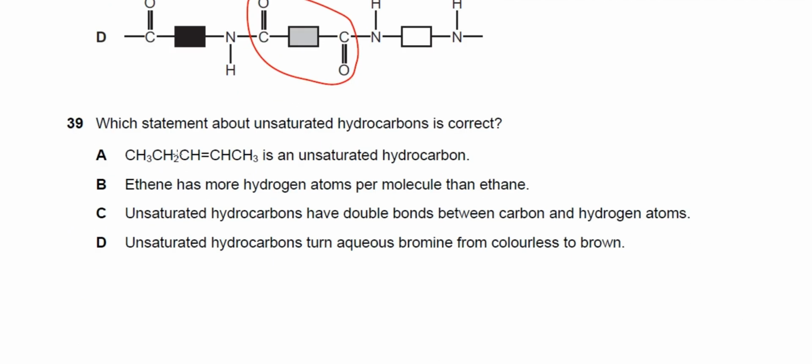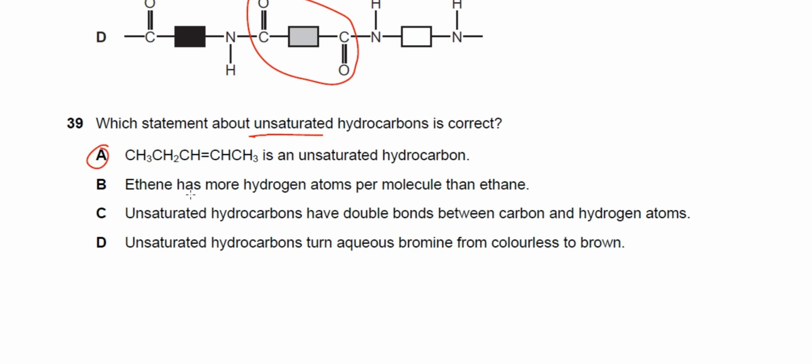Question 39. Which statement about unsaturated hydrocarbons is correct? Unsaturated hydrocarbons contain a carbon to carbon double bond, and they can also react easily with bromine or halogens. Is it clear? So keeping that in mind, he says that this double bond is an unsaturated hydrocarbon. Yes, this is correct because it contains a carbon to carbon double bond.